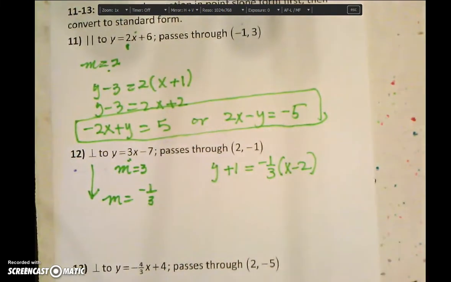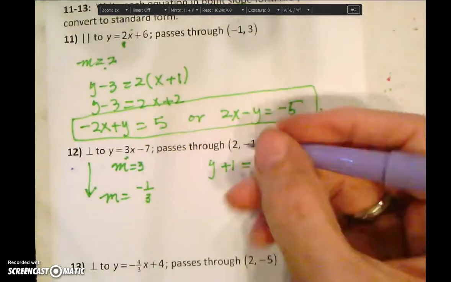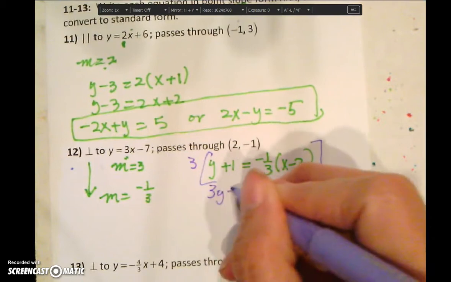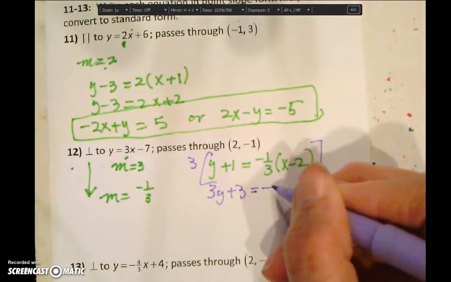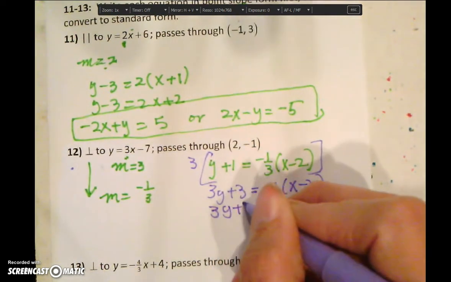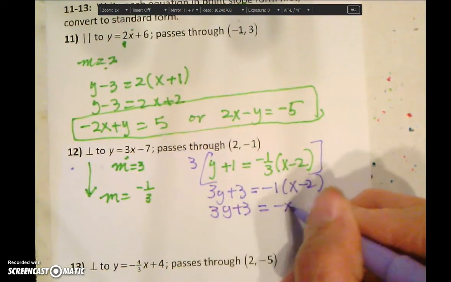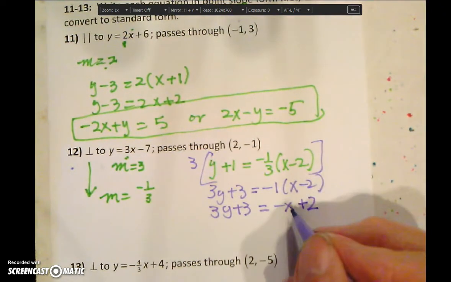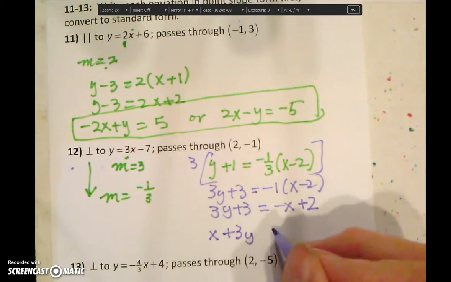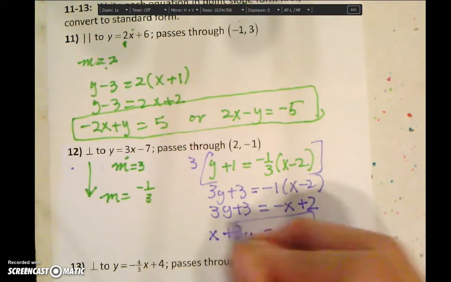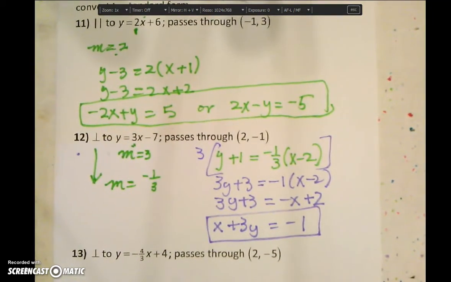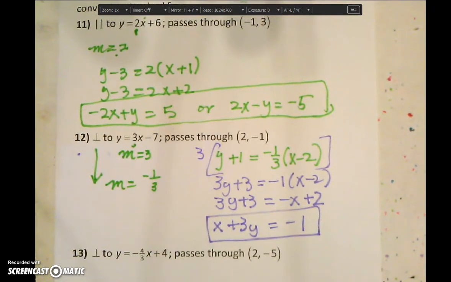I'm going to multiply through by a 3 to get rid of my fraction. And I'll have 3y plus 3 is equal to negative 1 times x minus 2. So we'll distribute: 3y plus 3 equals negative x plus 2. Add my x to this side, so I get x plus 3y, subtract my 3, is equal to negative 1. And why don't we just do this next one in class next time, so you don't need to try it.